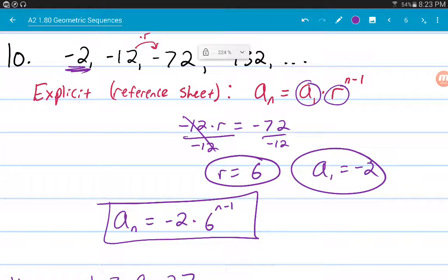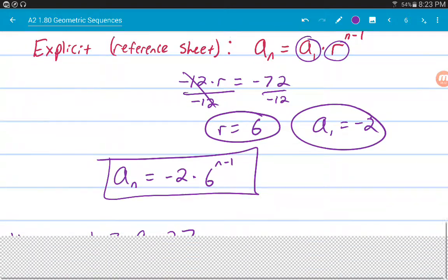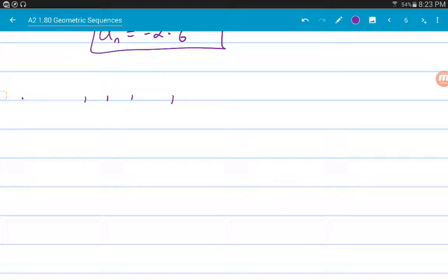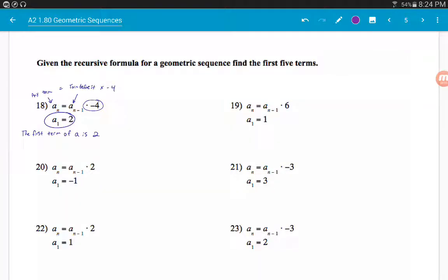If you have any issues in this section, just watch that through again, because that exact process can be used for any one of these in the section. Now, let's move on to question 18 on the back. I'm going to erase this strategically.